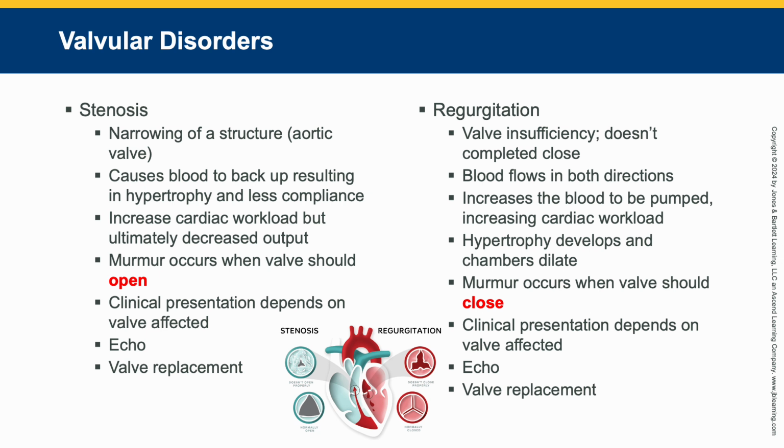In regurgitation, the valve is incompetent, and so it doesn't completely close. So the blood flows in both directions. And this increase in blood to be pumped and increase in cardiac workload, again, leads to hypertrophy of the chamber. In regurg, the murmur occurs when the valve should be closing, so while it's filling. So in mitral regurgitation, you're going to hear a murmur during systole.